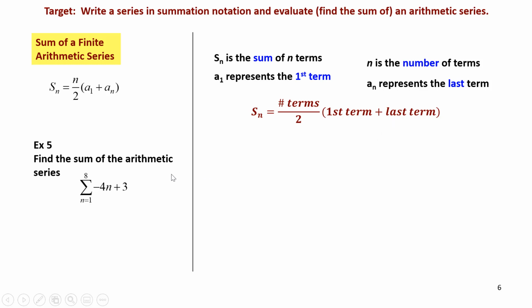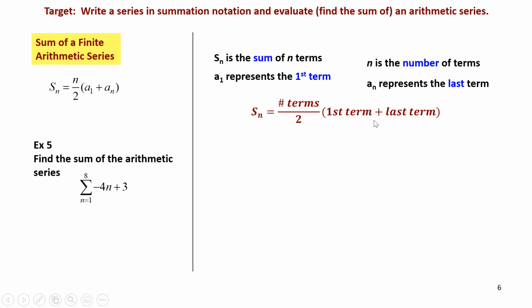Number 5 says find the sum of the arithmetic series. Okay? So we could generate all 8 terms here. It says find the sum. Remember, this is that sigma notation. It means find the sum of the first 8 terms in this series. All right? Now I could crank them all out. I could plug in 1, then 2, then 3, then 4, then 5, and it wouldn't take that long because there's only 8 of them. But that's okay. We don't want to do that.